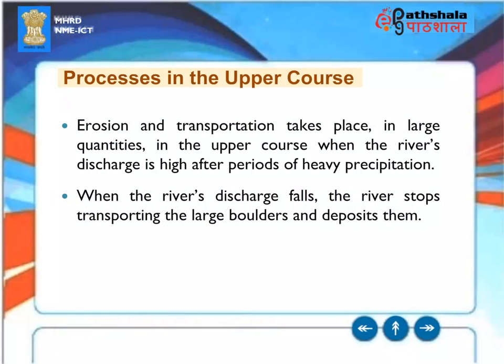Erosion and transportation takes place in large quantities in the upper course when the river's discharge is high after periods of heavy precipitation. When the river's discharge falls, the river stops transporting the large boulders and deposits them.